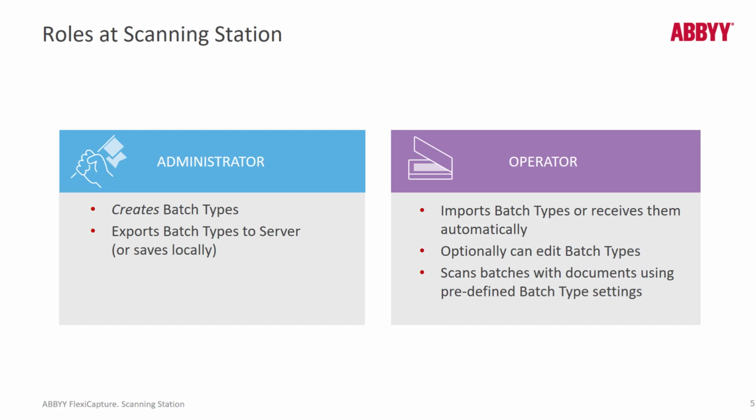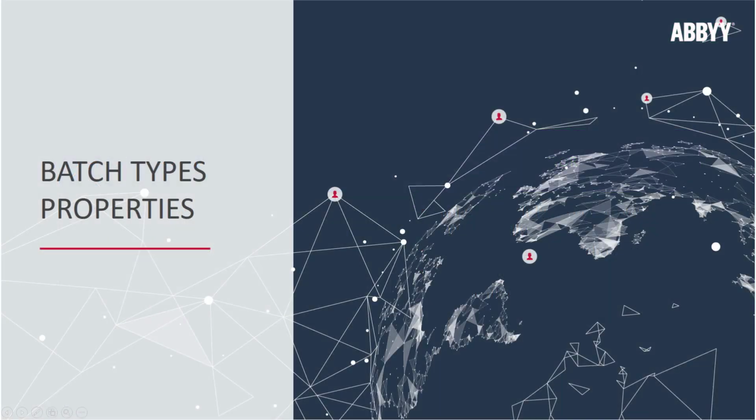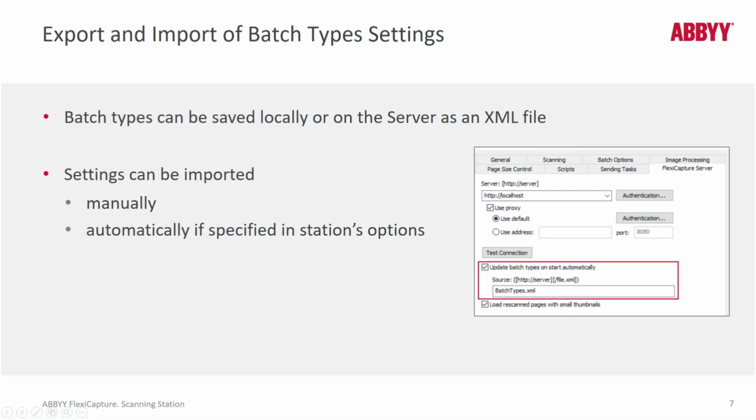An operator can optionally edit those batch types, and the use of the batch types certainly speeds up their work. Batch types have a number of properties pictured here with the tabs. Here we're looking at the settings for sending to FlexiCapture, and these batch type settings are saved as an XML file by the administrator.